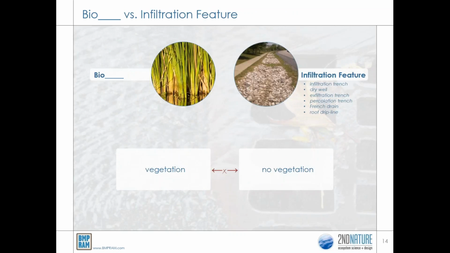Sometimes a user might wonder if they're looking at an infiltration feature or if it is a bioretention, biofiltration, or bioswale. The clarification for this is quite easy. Bio-anything features have vegetation, whereas infiltration features do not.